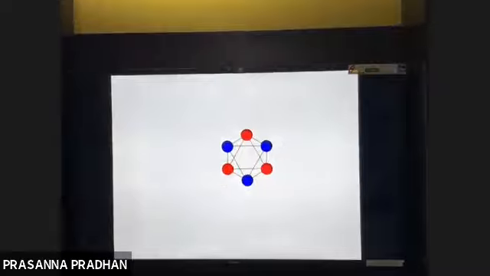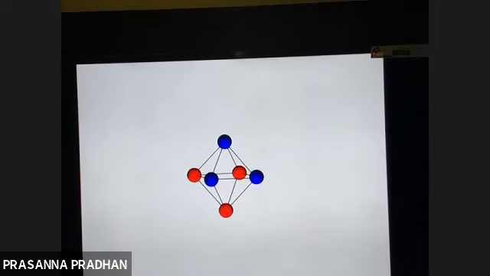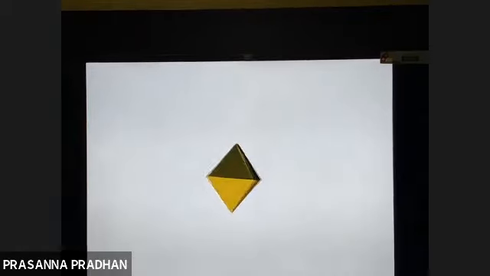The octahedral voids are created by six spheres. Here also we make the spheres a little smaller, then join the centers of the spheres to get the shape. The shape is a regular octahedron.